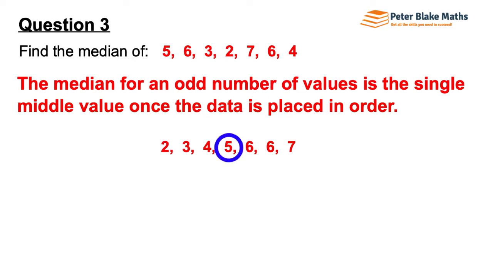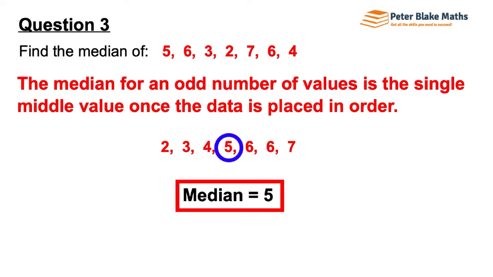And we should be able to spot a single middle value once that's done. And I think you can see that would be the 5. But it's very important that the data is placed in order before we try and identify where the middle or the median is. So in this case our median is 5.